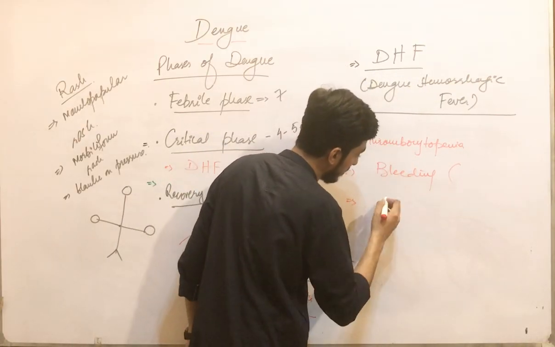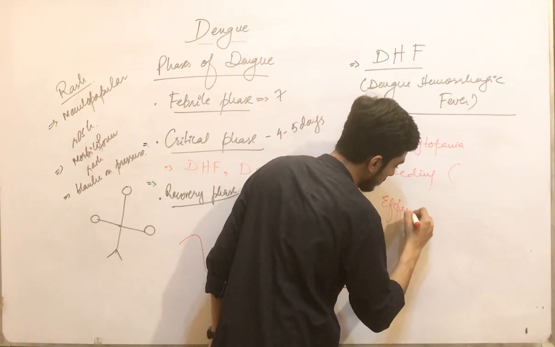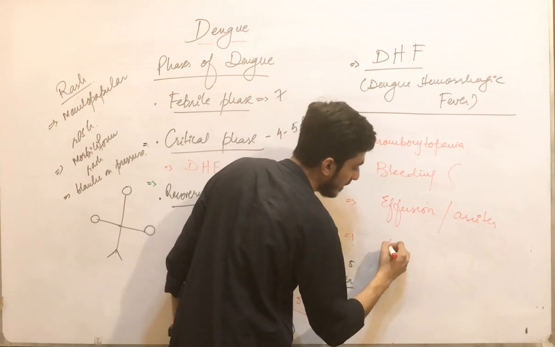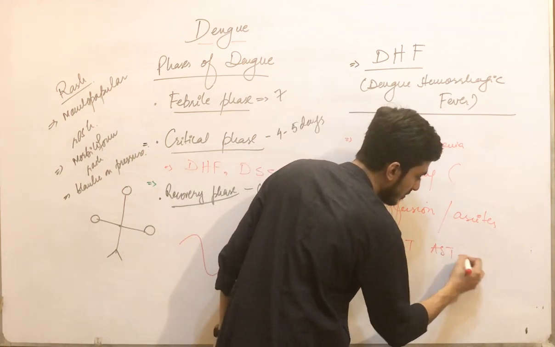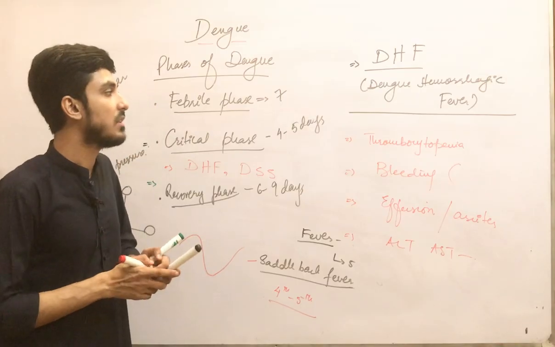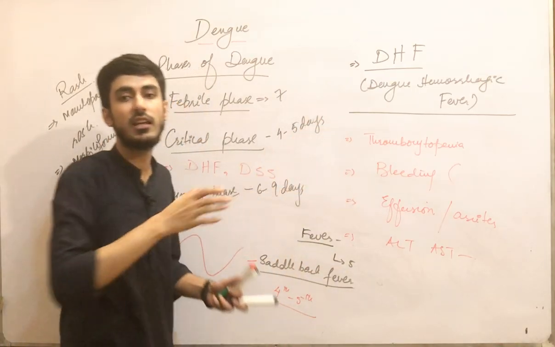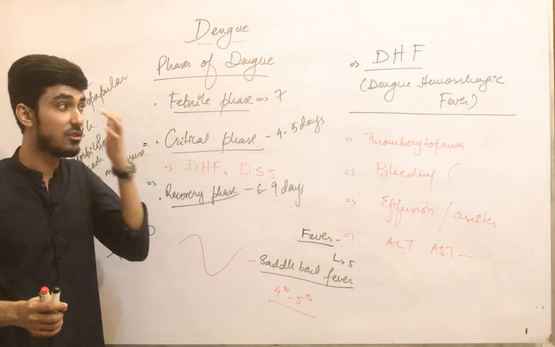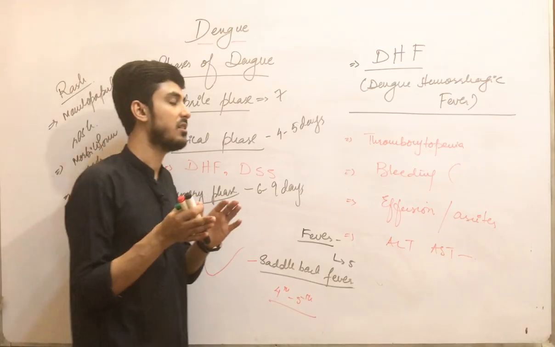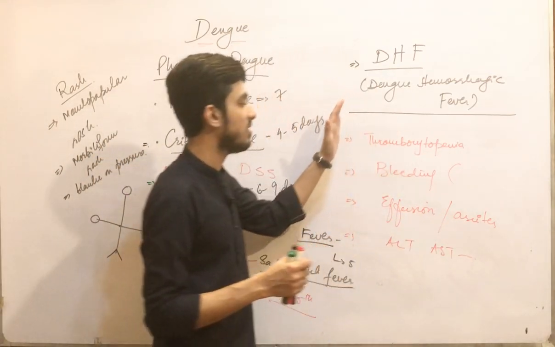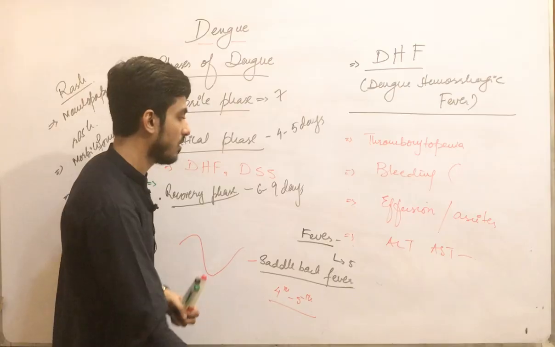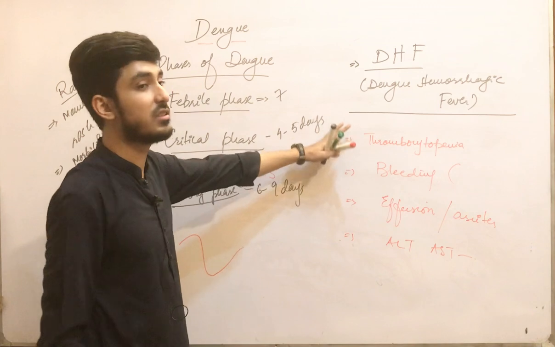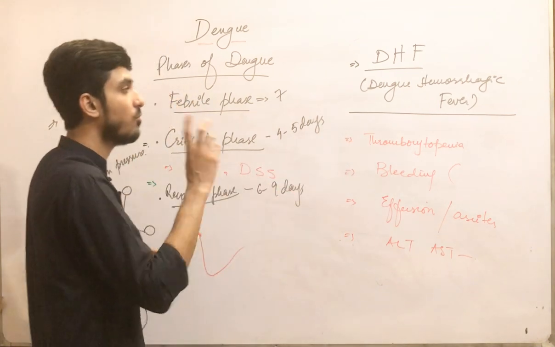Patient will be having the effusion, ascites, can have ALT, AST deranged, hepatomegaly. So these are basically the features of the dengue hemorrhagic fever, in which the patient will be having thrombocytopenia, bleeding, effusion. Ascites means now the patient is getting complicated. This dengue fever is getting complicated. Clear? So this is the dengue hemorrhagic fever. Now patient can move towards the DIC also in the dengue hemorrhagic fever. So you have to monitor all these things.